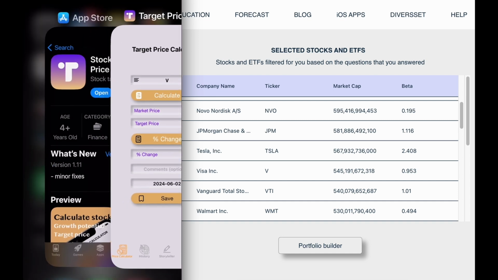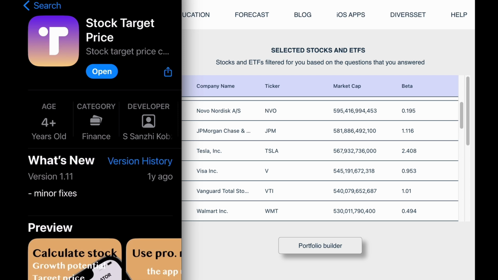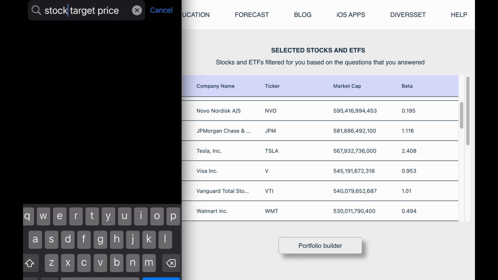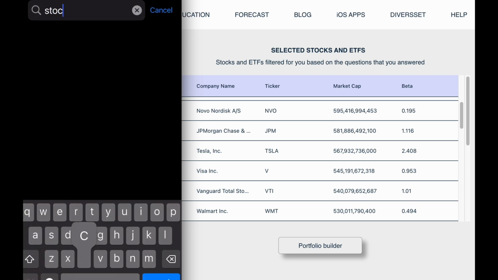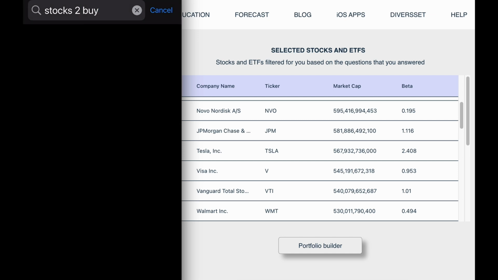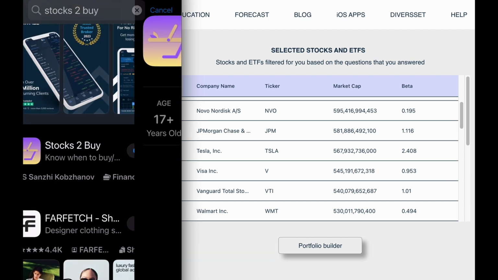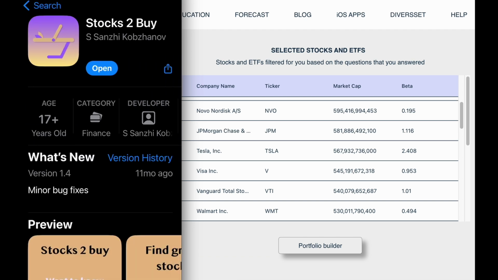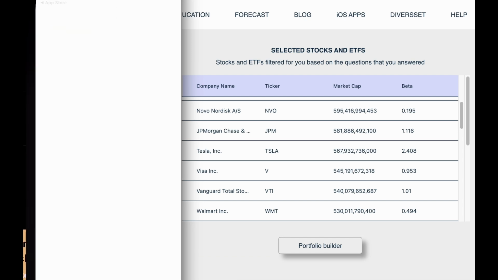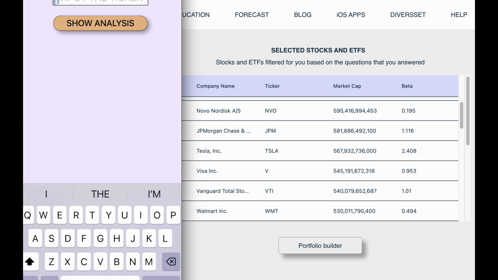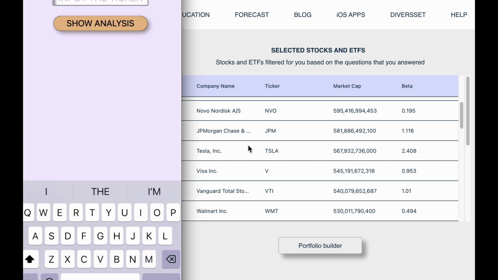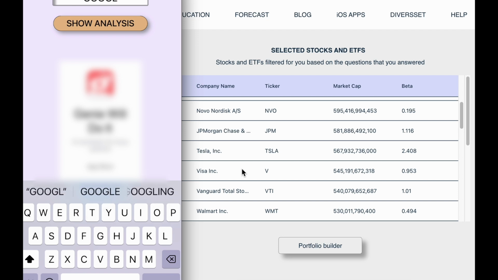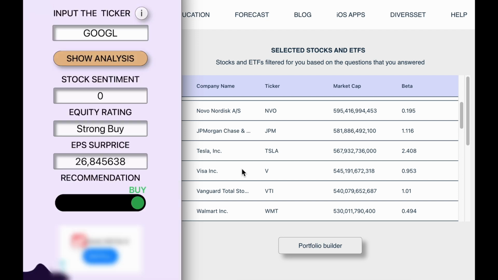Then you can also employ another great application. It's called Stock to Buy. Open App Store, and in the search bar, type stocks to buy. That's another great application. Here we go, stocks to buy. Also download this application, and when you open it, input the same ticker as we inputted before, let's say Google shares, and then press show analysis.